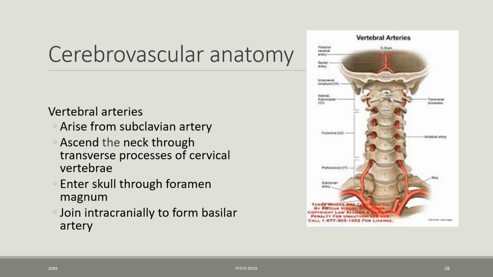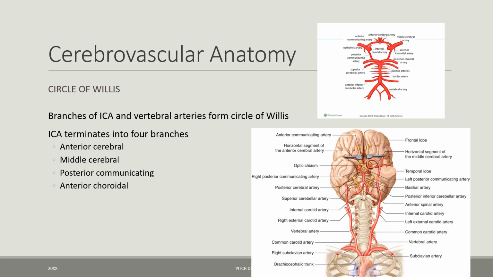Okay, now we also have vertebral arteries that branch off of our subclavians lateral to our carotids. So these are going to ascend up through the neck, through the intervertebral foramina of the cervical spine. And they enter into the cranium by the foramen magnum, and then the two vertebral arteries join to produce the basilar artery.